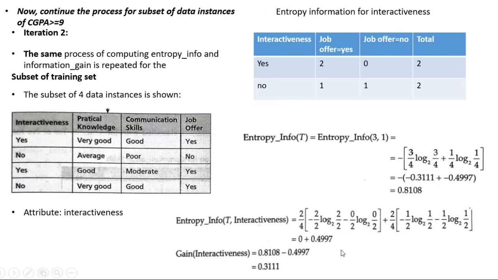So I am getting the entropy information for this attribute interactiveness as 0.4997. Now find the gain. Gain is nothing but this 0.8108 minus 0.4997, that is 0.3111. So this is the gain for the attribute interactiveness.